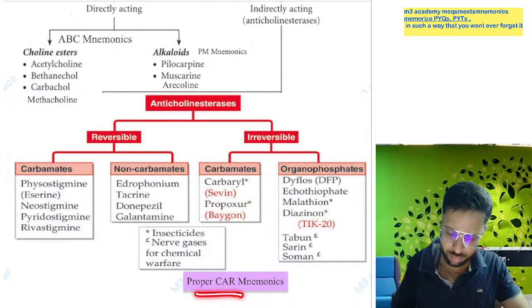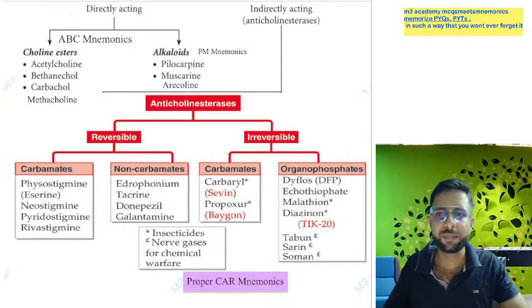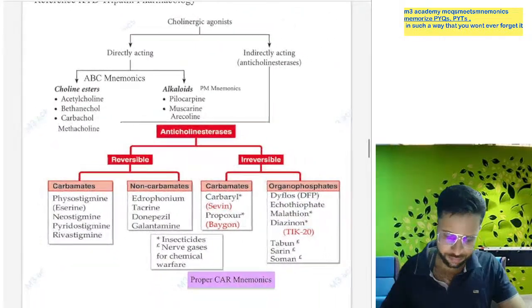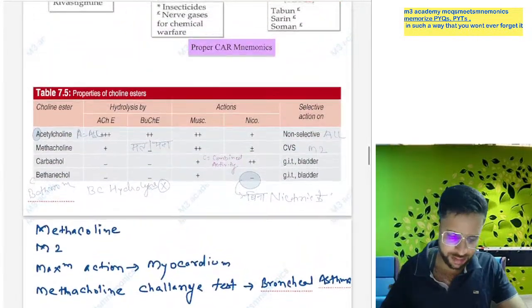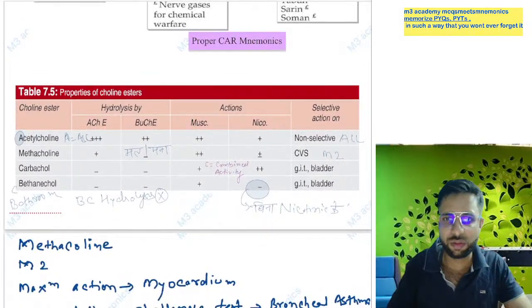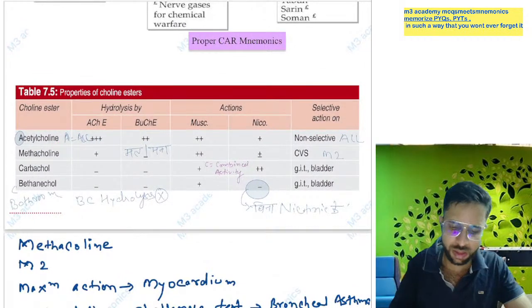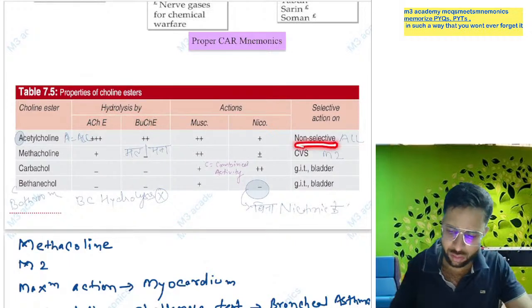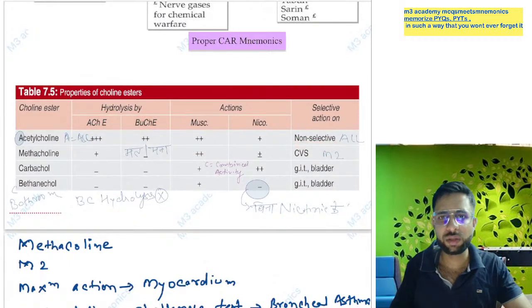Now, carbamates: the name has "car", carbaryl and propoxur. So the proper "car" means propoxur and carbaryl. Yes, so these are the examples. Now, we already discussed this cholinesterase: acetylcholinesterase works on all sites, hydrolyzed by all the enzymes, and this is non-selective. So acetylcholinesterase works on all, meaning non-selective.